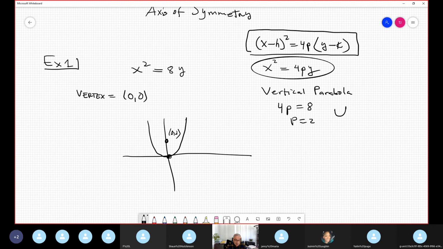Directrix is a line like that. In this case, a horizontal line, y equals -2. Because it's the same distance, P down, which is negative. The axis of symmetry is that line, which is a vertical line, x equals 0.